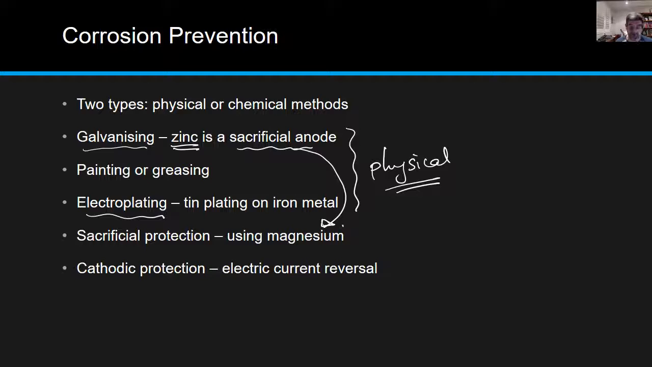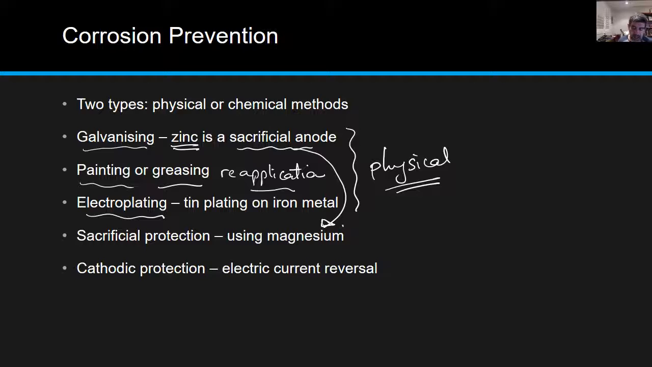To create a barrier, you can also paint or grease. The problem with this is the reapplication. You'll have to keep reapplying it if you're going to maintain that integrity, because once it gets a scratch or a break in it somewhere, then the rust can start.